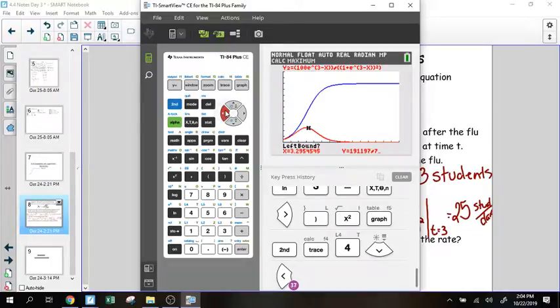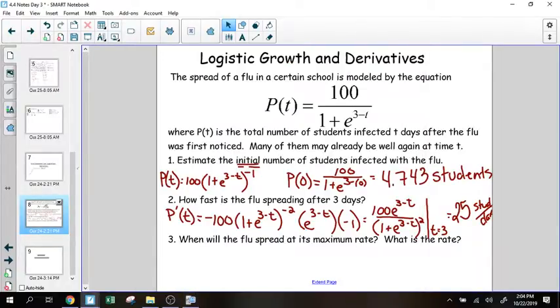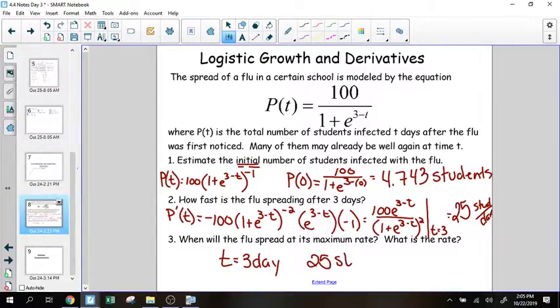Okay, move a little bit left of the maximum. Move a little bit right of the maximum, and it will tell me that the maximum rate is 25 at time equals 3. So that answers both parts of this question. When will it spread the fastest? That's at 3 days. What is the maximum rate? The maximum rate was 25 students per day, which confirms what we got as an answer in part 2 of 25 students per day at time equals 3.